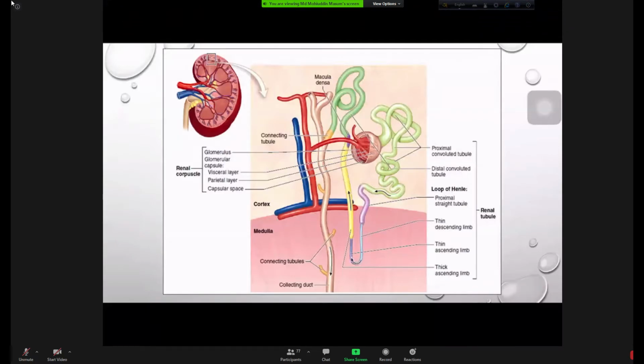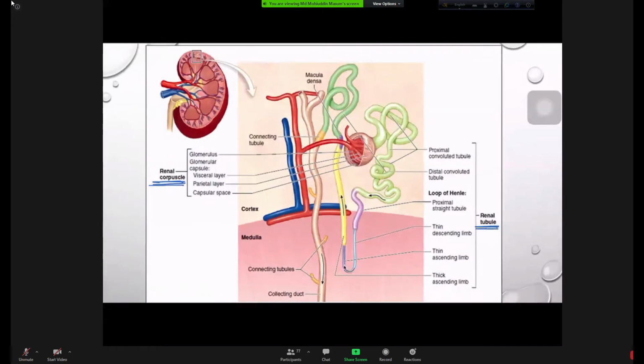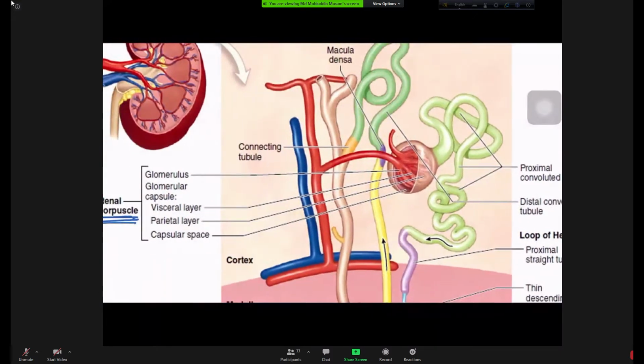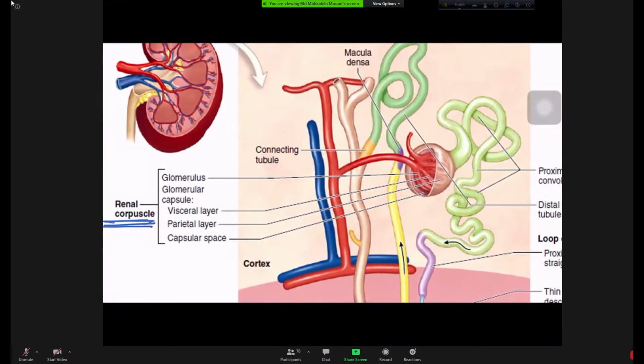So the nephron consists of two parts: the renal corpuscle and the renal tubule. The renal corpuscle is this circular or oval mass. It contains the glomerulus, which is a tuft of capillaries, and a capsular structure within which this glomerulus is placed.